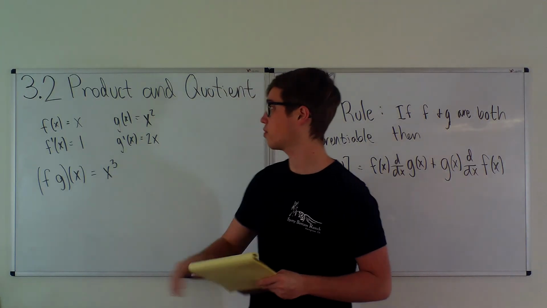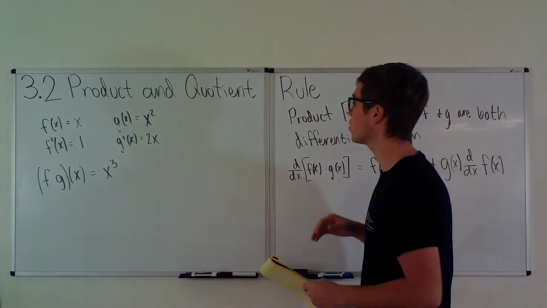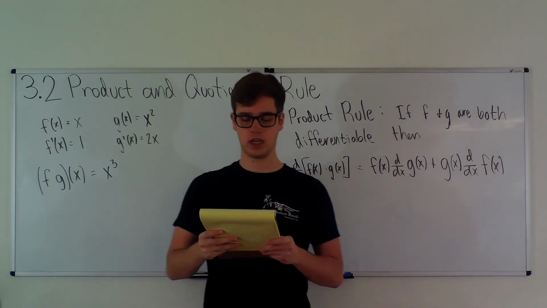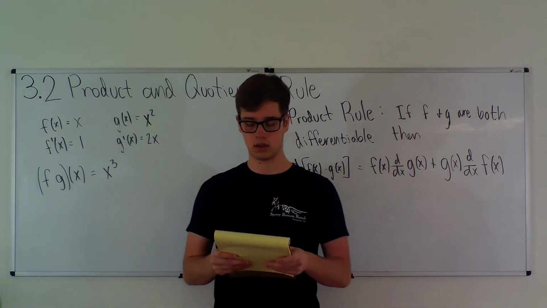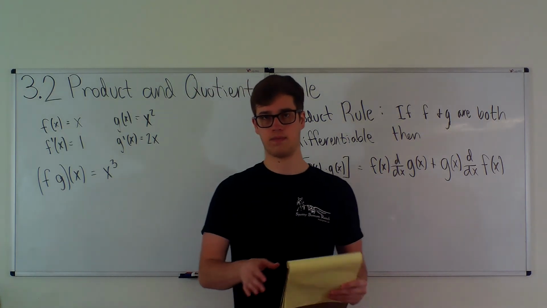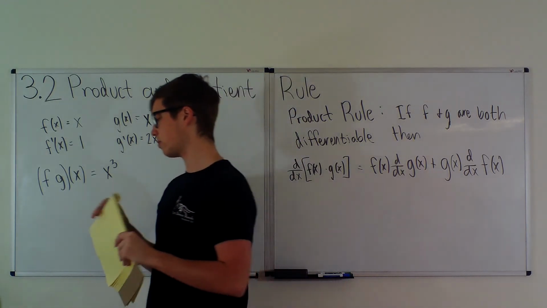Today we're covering section 3.2, the product and quotient rules. So let's start by looking back at what we know from last video. We know we can add and subtract derivatives, but can we do that with multiplication and division? Well, let's see. Let's start with multiplication.